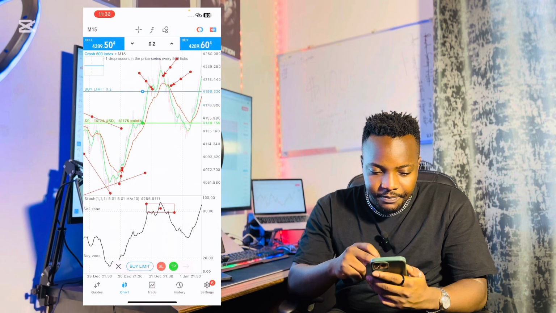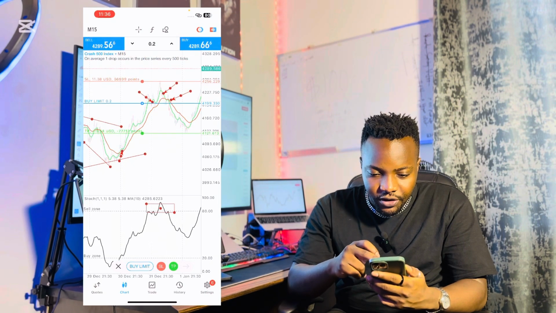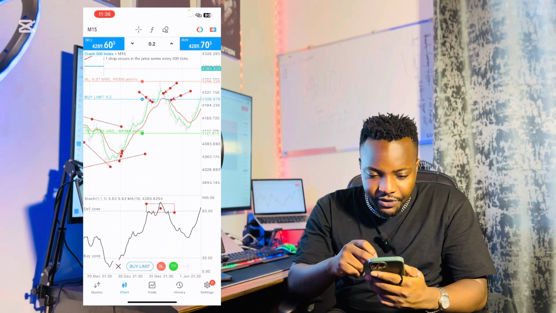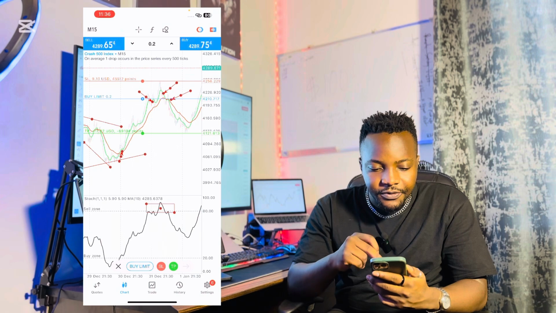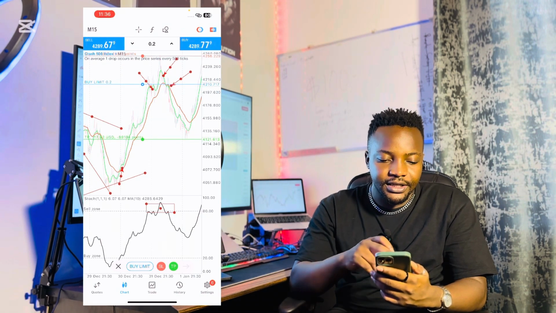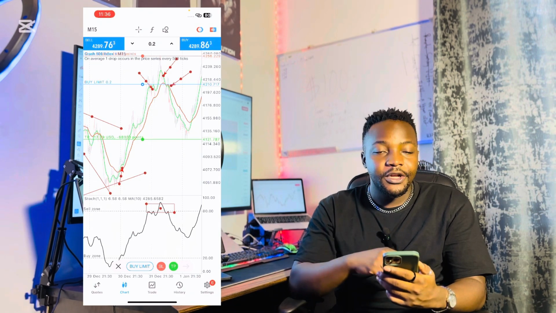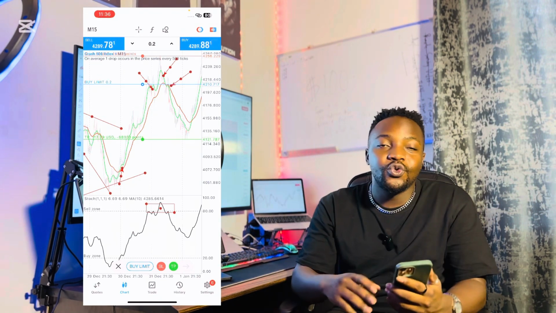Let me repeat. Your stop loss will be on the last high. Your take profit will be somewhere here. So in total, with this trade, you'd be risking around $9 to get $18, basically 17.80. So that's $18 right there. So that's a 1:2 risk reward ratio.